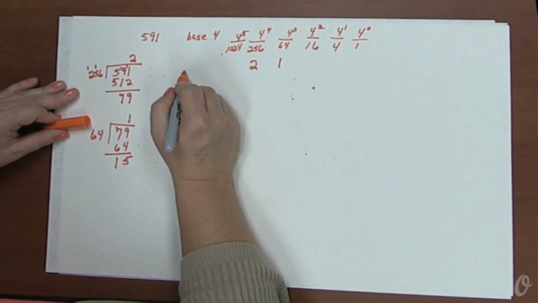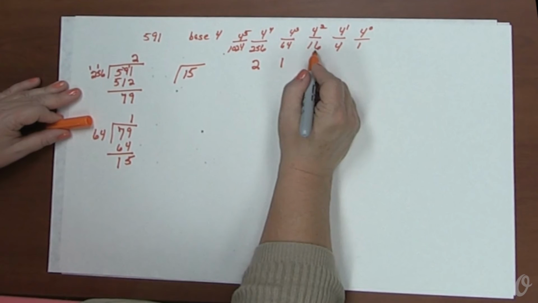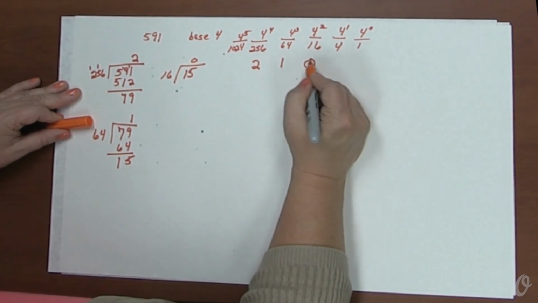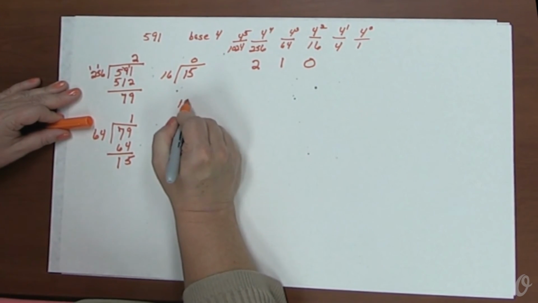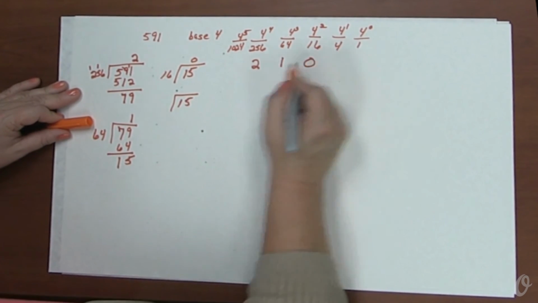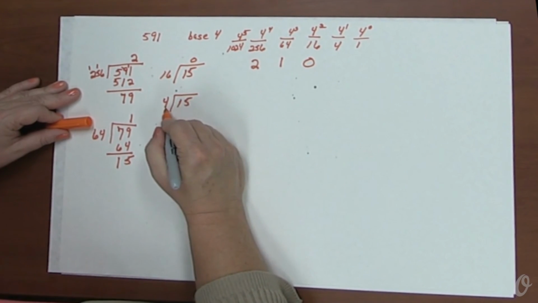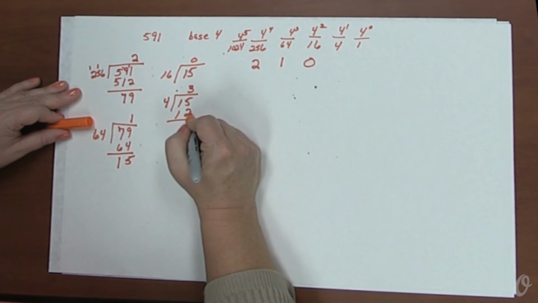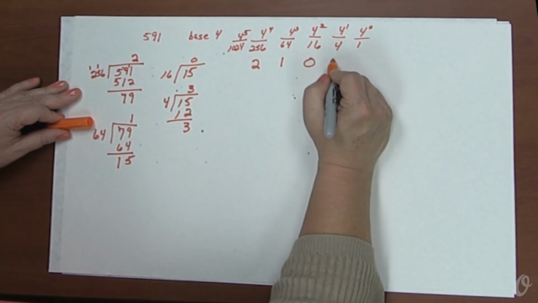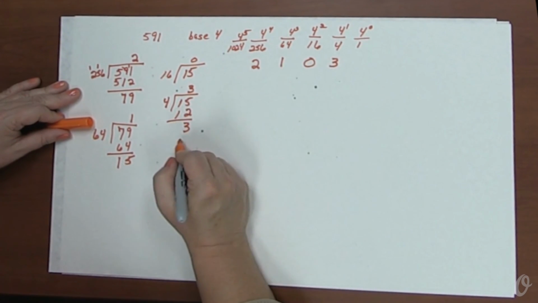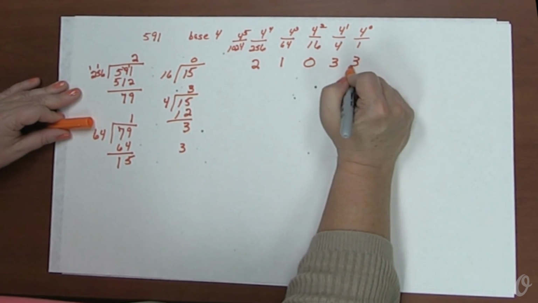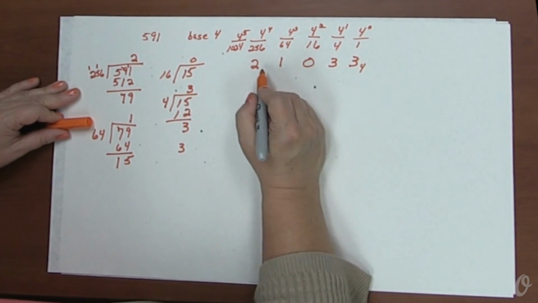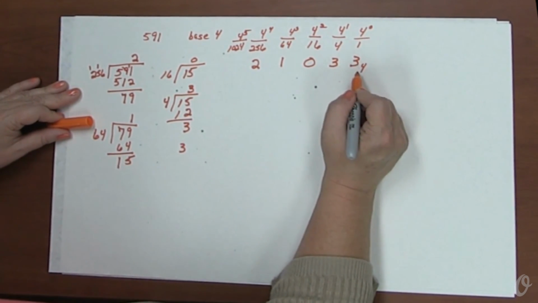My remainder now is 15, and my next number is 16, but I don't have a group of 16 that will go into this. So I'm going to put a 0. My next group of 4 is 4, and 4 goes into 15 3 times, which is 12. 5 minus 2 is 3, so that's 3 groups of 4. I have a remainder of 3, so my ones is 3. So 591 converted to a base 4 is 21033 base 4.